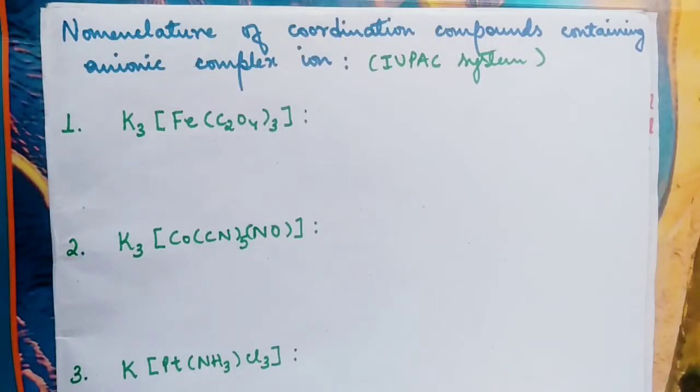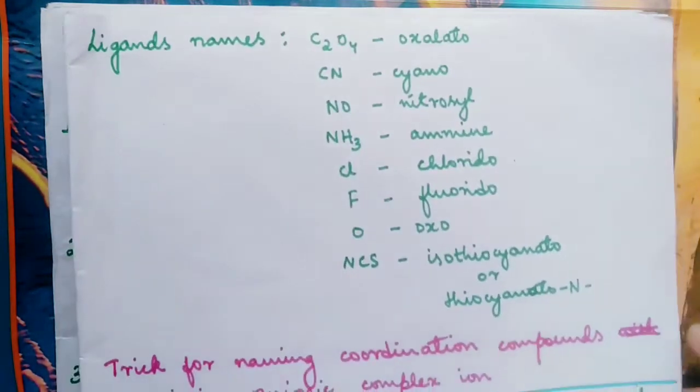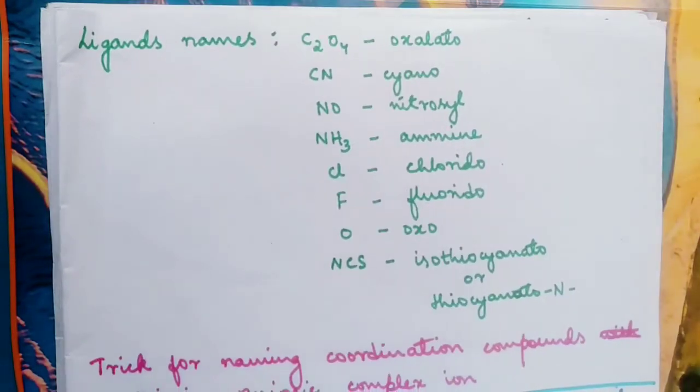In this video, I'm going to explain how to name the coordination compounds containing ionic complex ion. All these are coordination compounds containing ionic complex ion. So before coming to this one, first we have to know the names of the ligands.